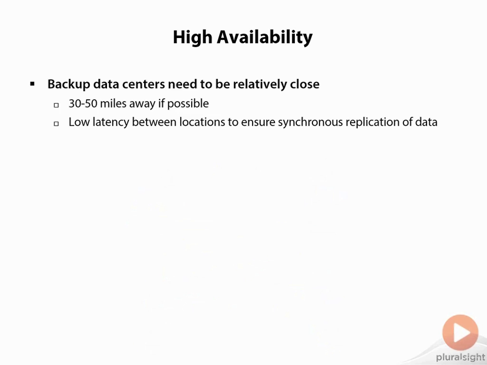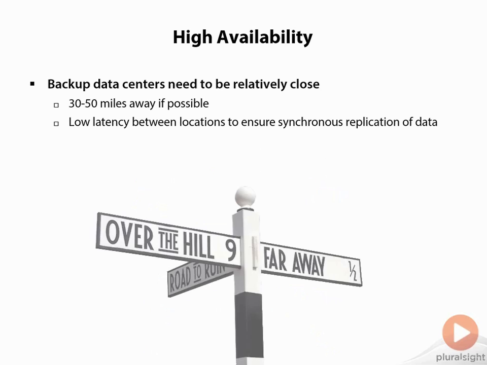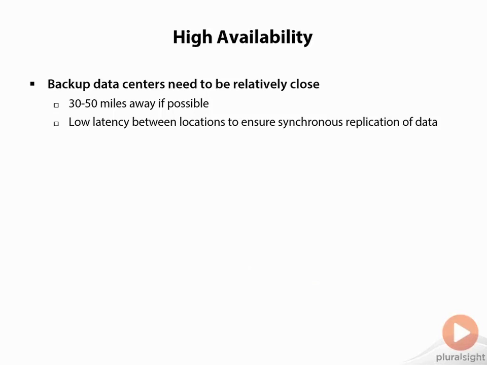Now, as far as having these backup data centers or these HA data centers, they need to be relatively close. All right, so we can't really have them for an HA environment where we have to have that extremely low latency. We can't have them be 3,000 miles apart, okay, one on the East Coast, one on the West Coast. Electronically, it's just too far apart, right? And we can't, at least not as of yet, we haven't been able to get faster than the speed of light. So we have to really take that into consideration. So 30 to 50 miles away, if possible.